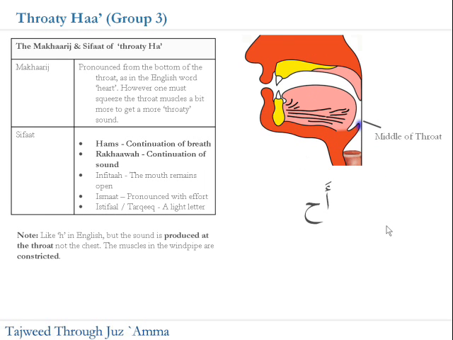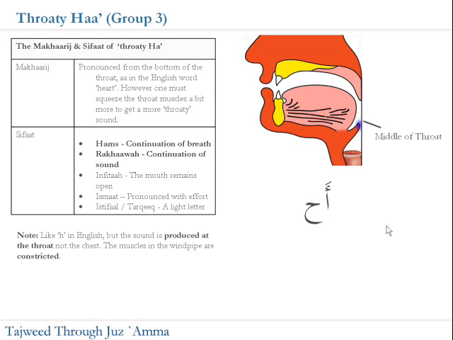Now the next one, we've called it the throaty ha, and it comes from the middle of the throat, and its closest equivalent in English is heart. So if you say heart, you'll see there's a little bit of a squeeze in your throat. Now with the Arabic, the ha itself is produced by squeezing the muscles which are around your windpipe. So you constrict the windpipe to get this sound out.